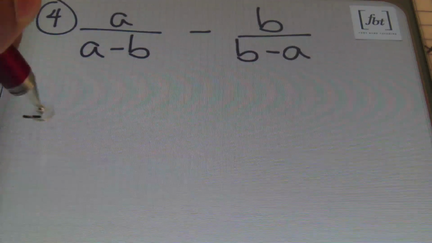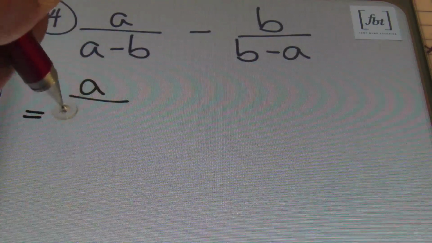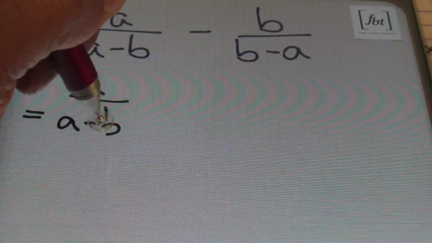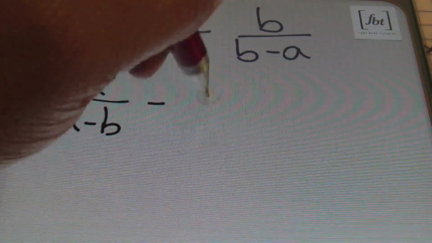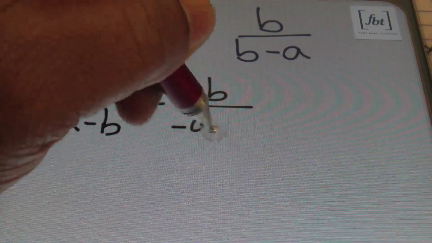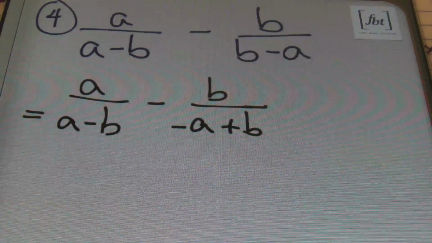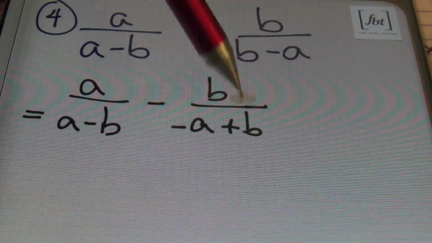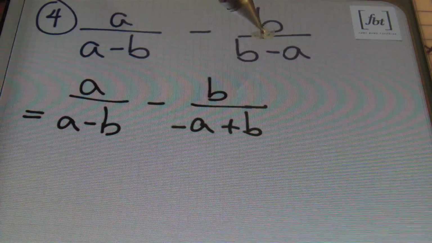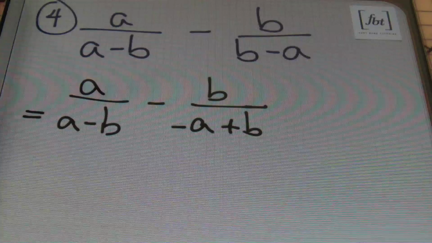In our first step, I'm going to simply switch around those terms in that second denominator. I'm going to rewrite this as negative a plus b. So all I did was I put that positive b as the second term in the denominator, and I wrote that negative a as the first term in the denominator.